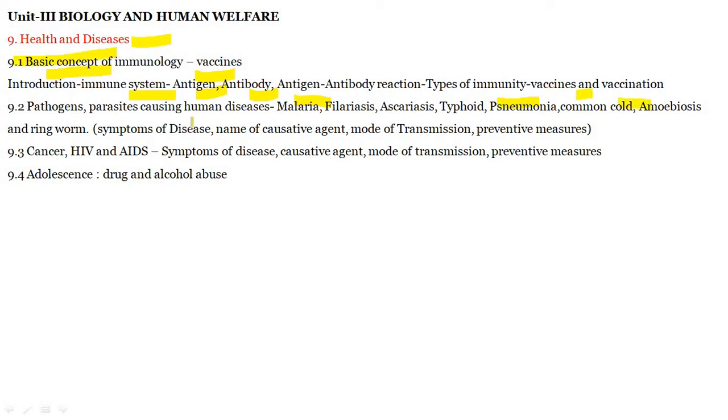Pathogens and parasites causing human diseases: malaria, filariasis, ascariasis, typhoid, pneumonia, common cold and amoebiasis, with ringworm. The symptoms of the disease, name of the causative agent, mode of transmission, preventive measures. Cancer, HIV, AIDS, symptoms, causative agent, mode of transmission, preventive measures. Adolescence, drug and alcohol abuse.